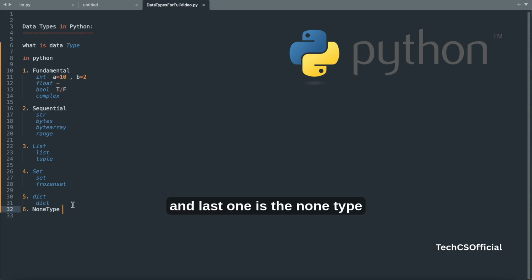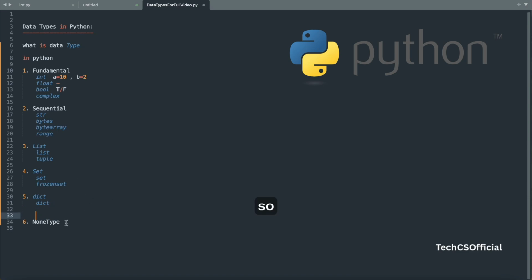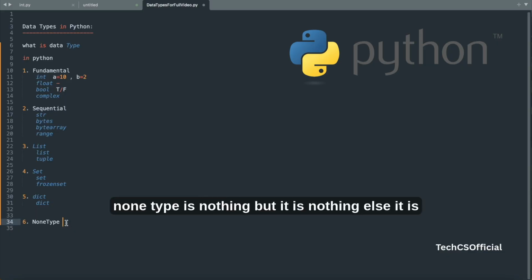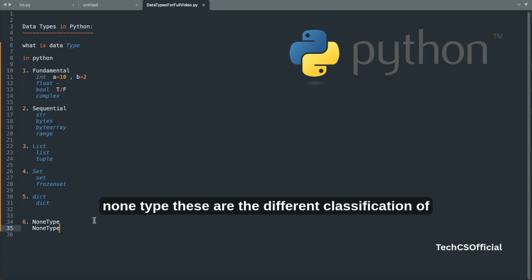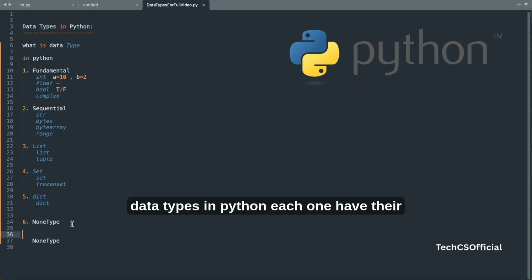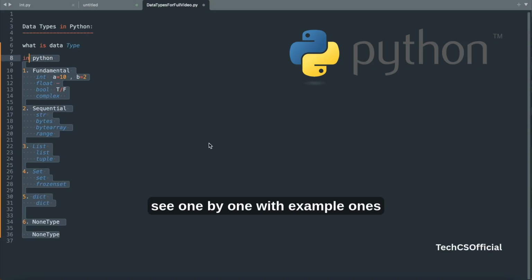And the last one is the none type. None type is nothing else, it is None only. We will see in the upcoming sessions what it is exactly. So that is none type. These are the different classifications of data types in Python. Each one has its own uses, and in real scenarios we will see them one by one with examples.